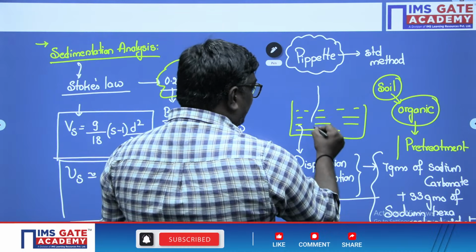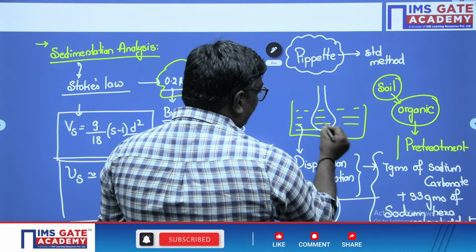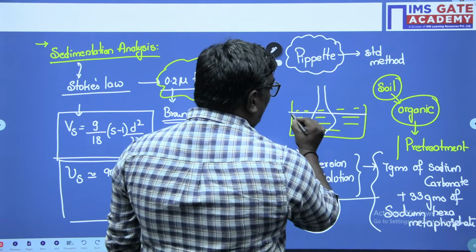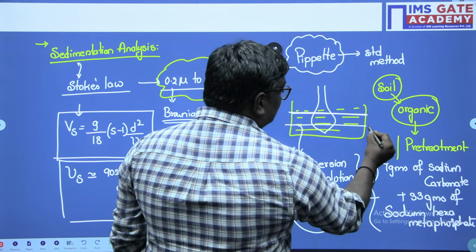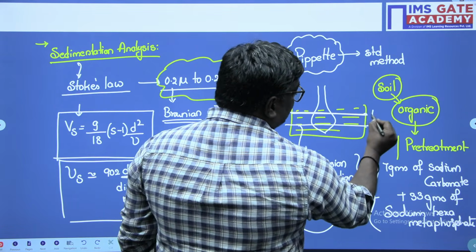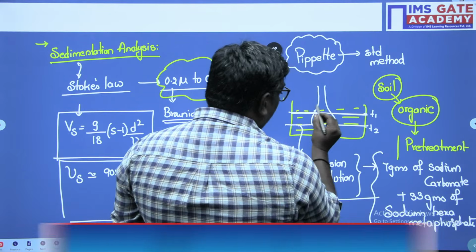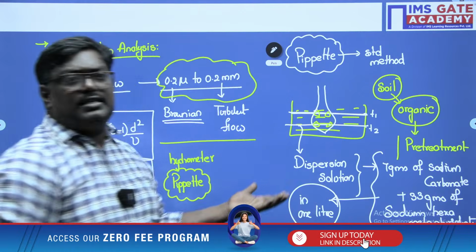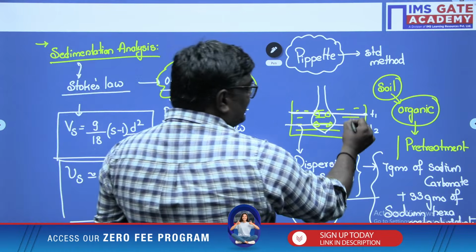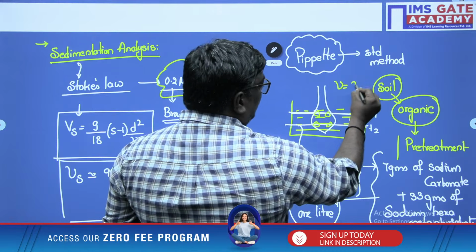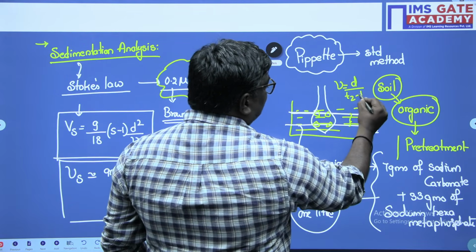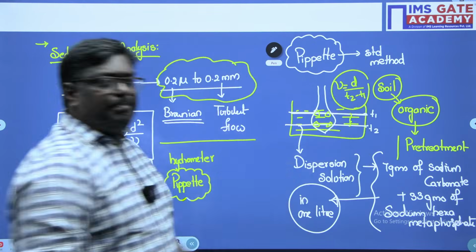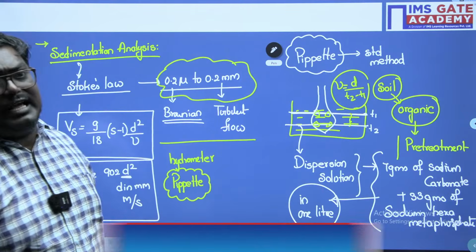Now if you see the pipette method, initially the soil particles might be here at T1. After some time, the soil particles get settled here. So how do we find the settling velocity? The length difference between them upon the time difference gives you the settling velocity. This is how they carry out the pipette method.